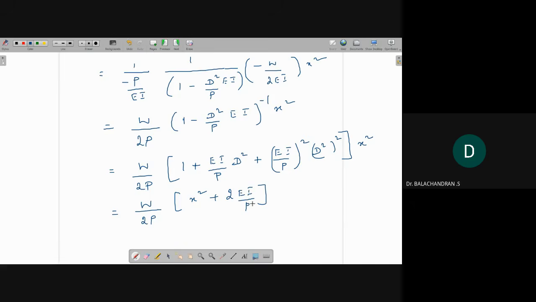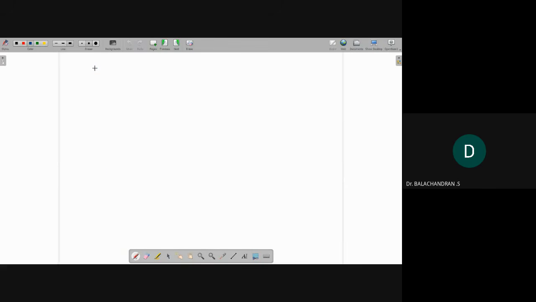So now multiply throughout by W by 2P, you get W x square divided by 2P. 2 gets cancelled. So you'll get W EI by P square. So this is the PA. This is the PI. Now the general solution y equal to CF plus PI.